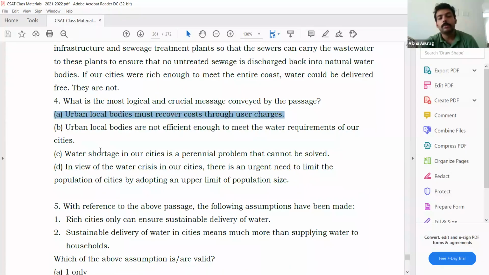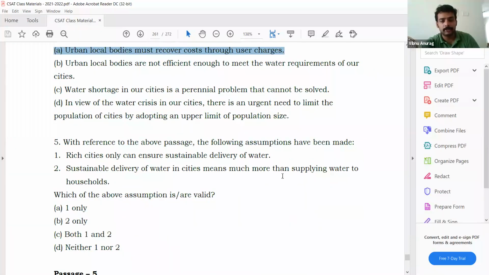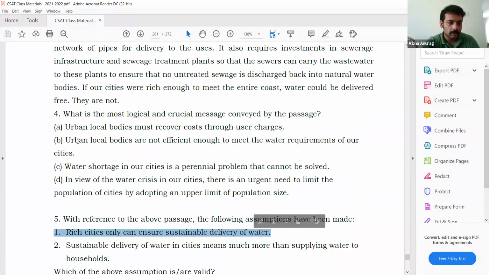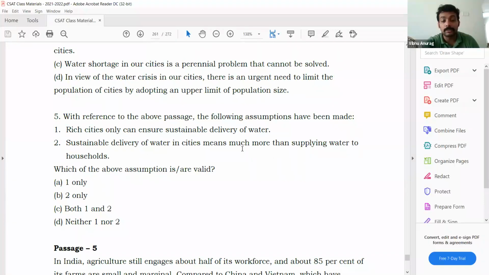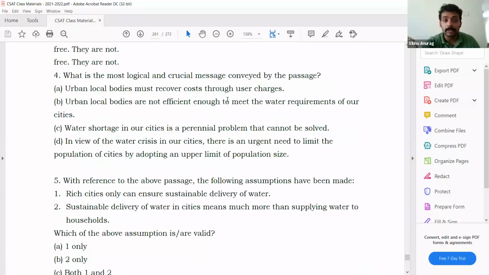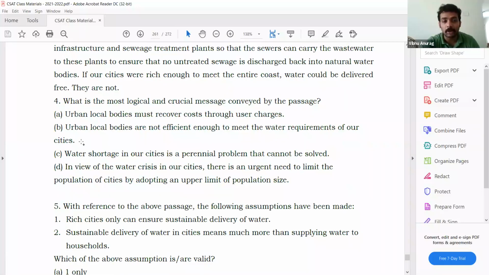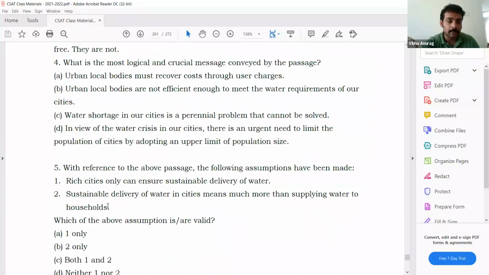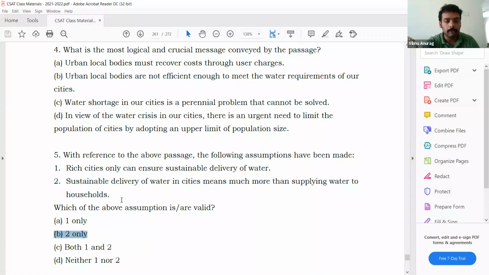Question number 5, with reference to the above passage, the following assumptions have been made. So number 1, rich cities only can ensure sustainable delivery of water. That's not true. He's saying other cities can also do it if they have the money. So 1 is wrong. And 2, sustainable delivery of water in cities means much more than supplying water to households. Yes, the author believes that because he's explained the entire process. So in his mind, it's not just delivery of water. It involves a lot of different processes. The second one is correct. And the answer is B, 2 only.